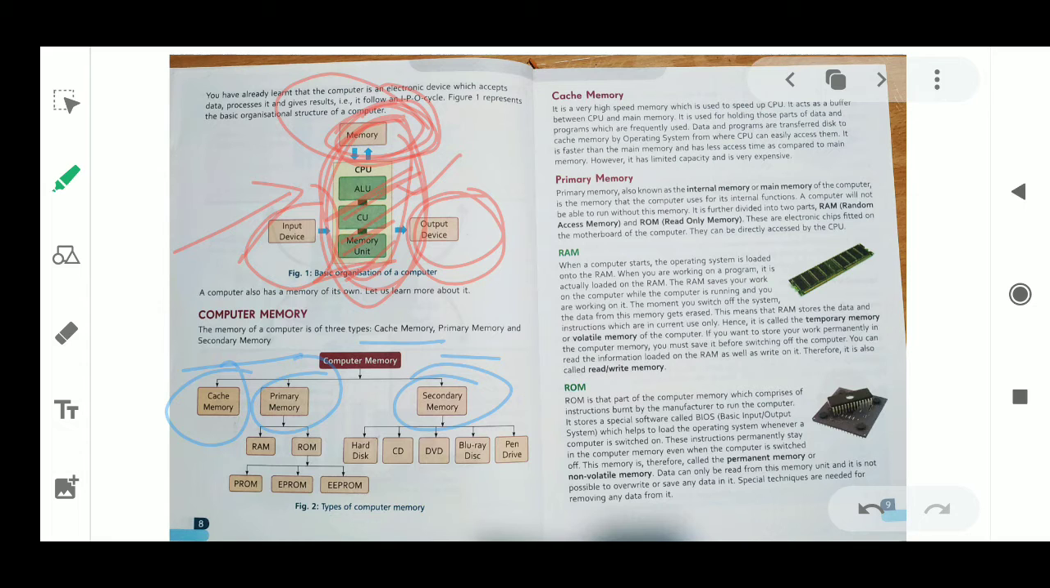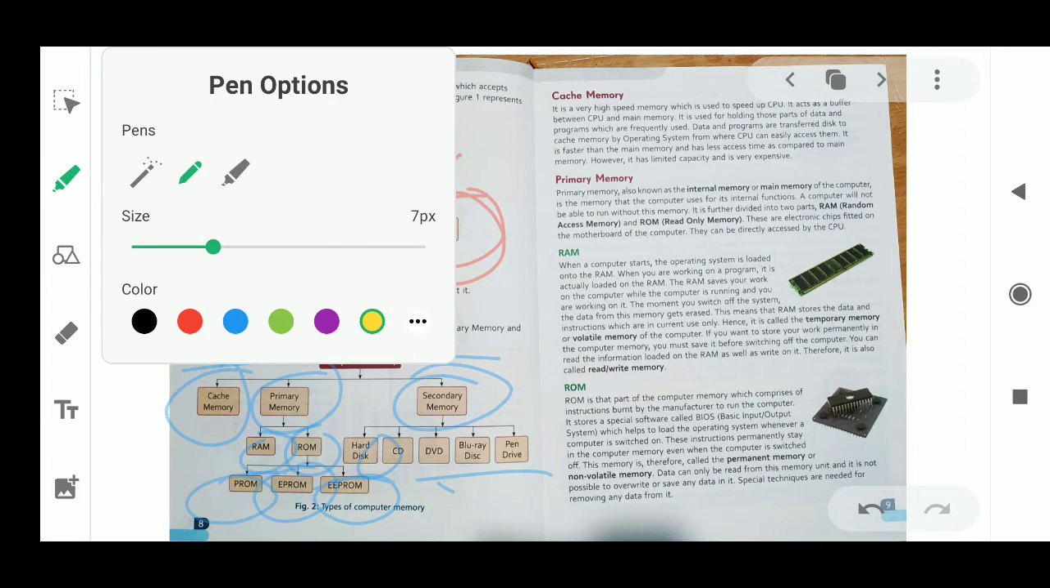This cache memory is not divided further, and you can see this primary memory is again divided into RAM and ROM, and then this ROM is again divided into three: PROM, EPROM, and EEPROM. And the third, secondary memory, is again divided into hard disk, CD, DVD, Blu-ray, pen drive. So one by one we will study all this memory. So first, that is your cache memory.